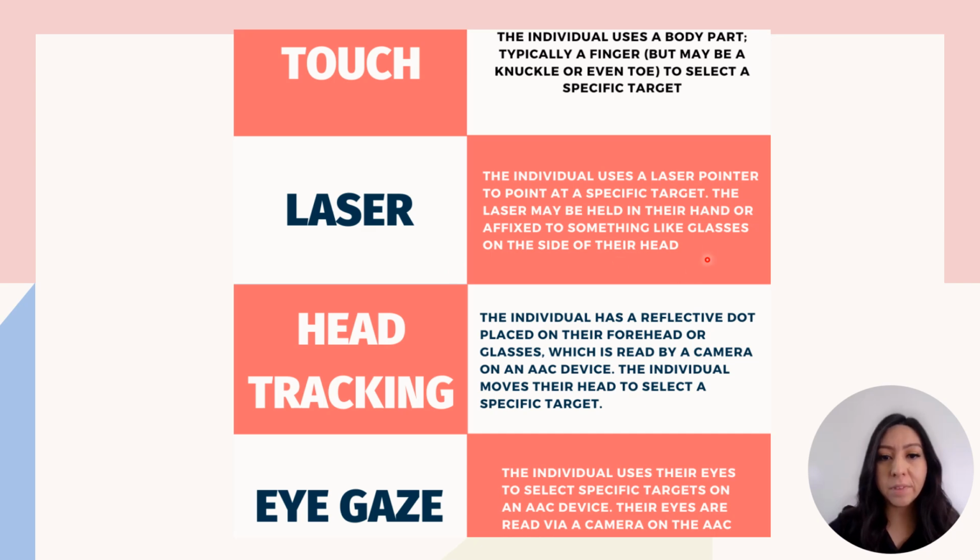We then have laser. With the laser, a pointer would point at a specific target. It can be held in their hand, affixed to their glasses, or to the side of their head. For head tracking, the individual has a reflective dot typically placed on their forehead. It can also be on their glasses, which is read by a camera on an AAC device. The individual then moves their head to select a specific target. And for eye gaze, the individual uses their eyes to select specific targets on the AAC device, and then their eyes are read on a camera on the AAC.